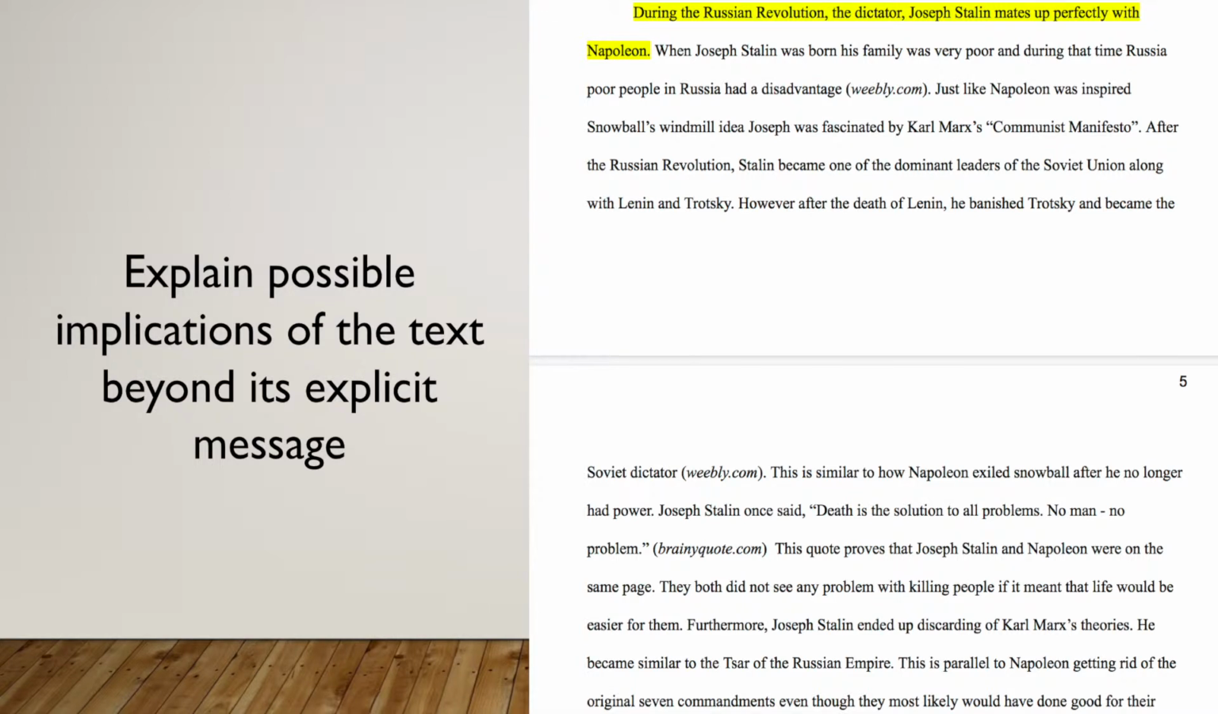Explaining the possible implications of a text beyond its explicit message was basically the whole idea of the paper, taking symbols from the book Animal Farm and correlating them to history, in my case, the Russian Revolution.